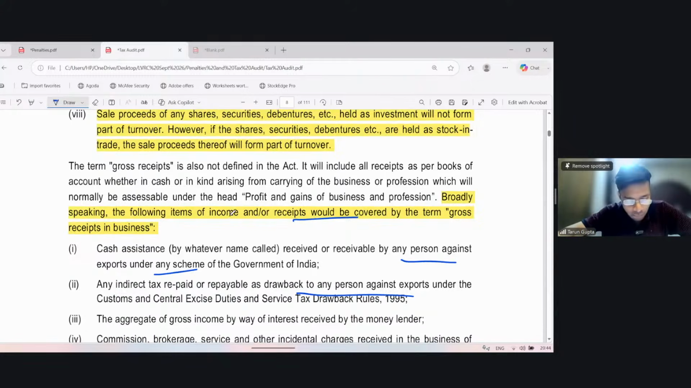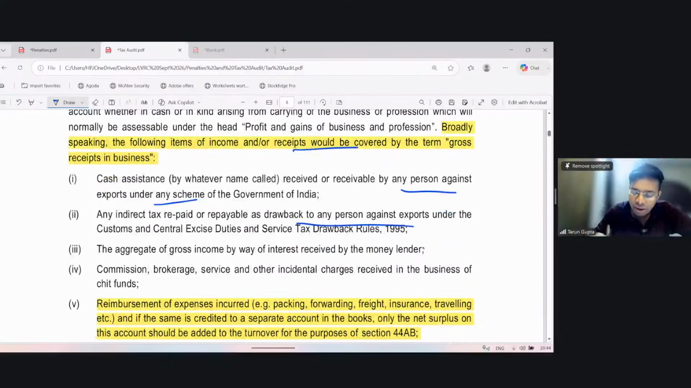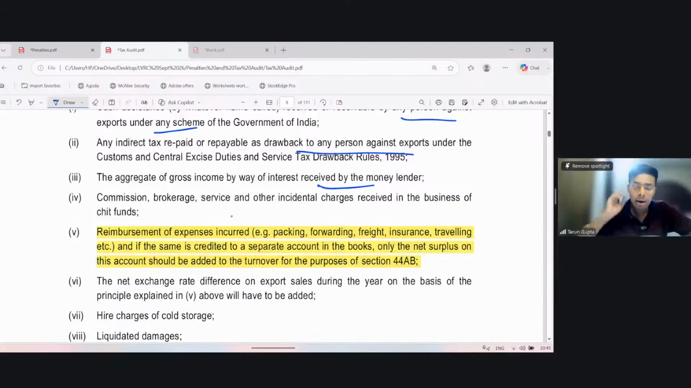Any indirect tax repaid or repayable as drawback to any person against export. The aggregate of gross income by way of interest received by a moneylender, commission, brokerage, service or other incidental charges received in the business of chit fund. So, depending upon the nature of business, these are the receipts for such businesses. Reimbursement of expenses incurred, if the same is paid to a separate account in the books, then only the net surplus shall be considered as part of turnover.